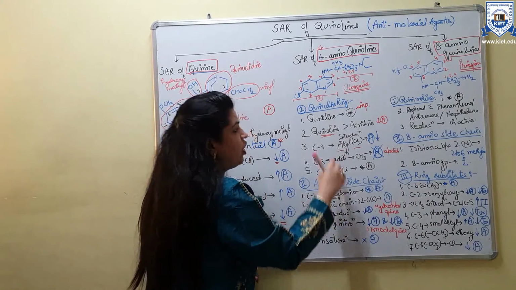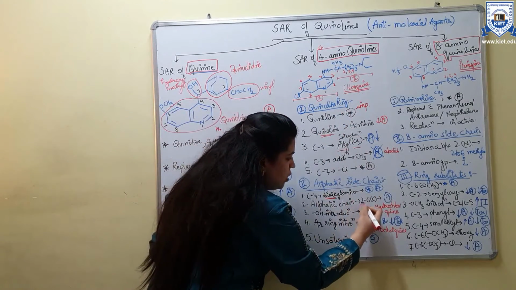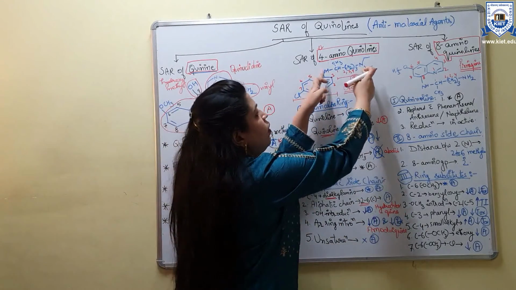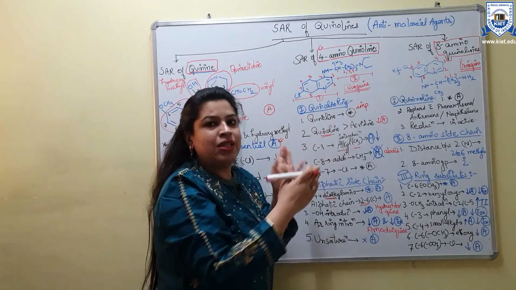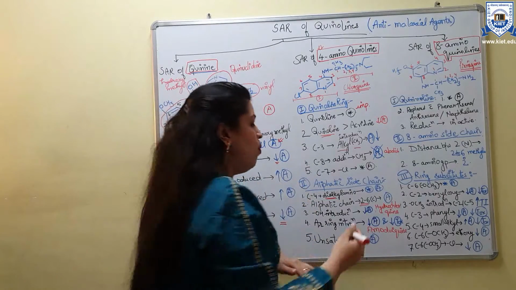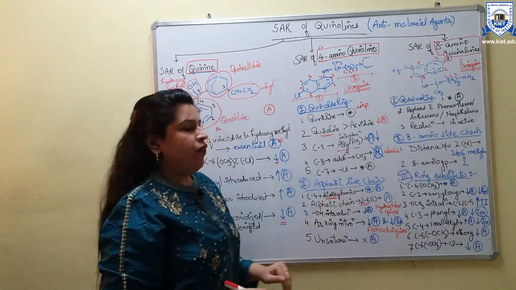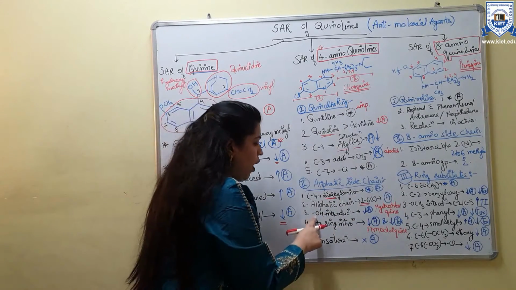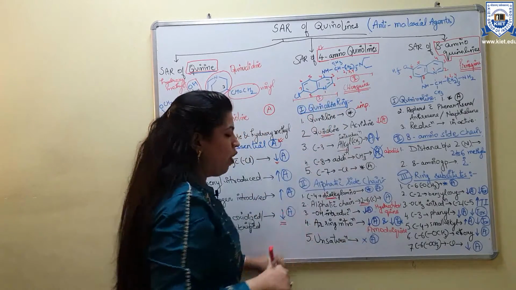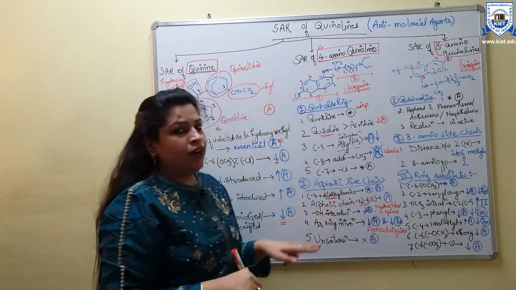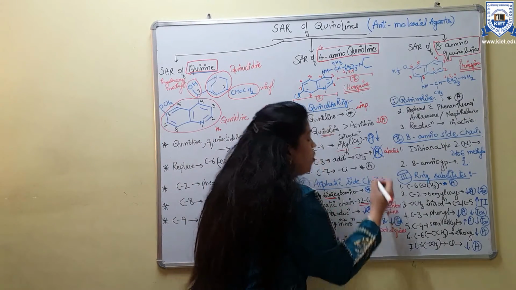Now, the aliphatic chain between the two amino groups must have 2 to 6 carbon atoms, a maximum of 6 carbon atoms, for optimal anti-malarial activity. Now if a hydroxyl group is introduced, there will be a decrease in the activity, as in this example where a hydroxyl group is there.